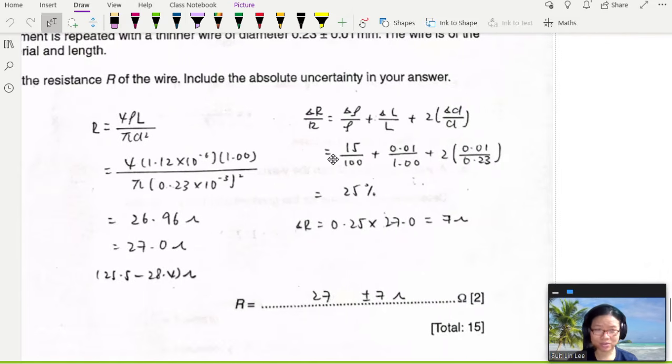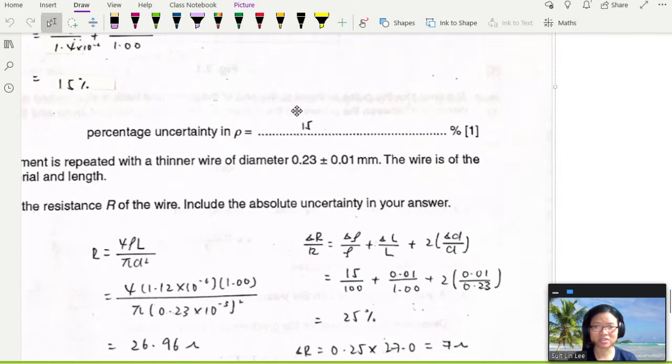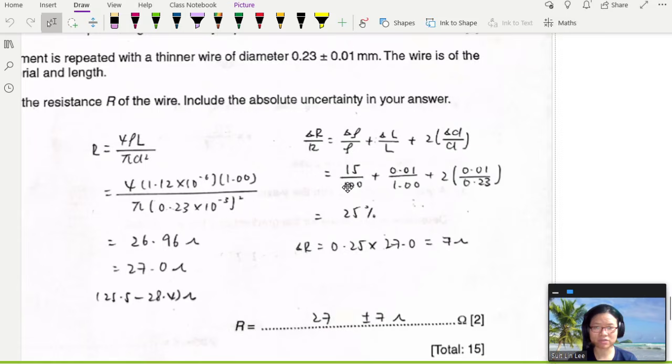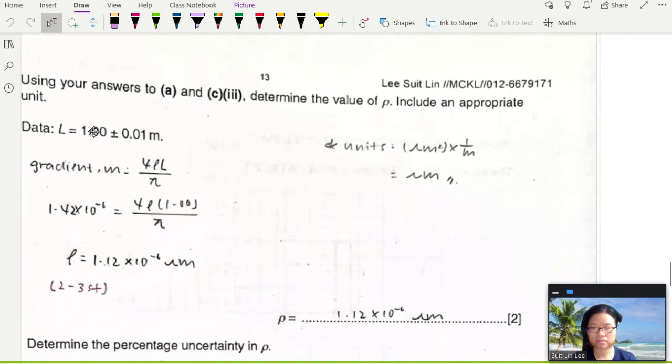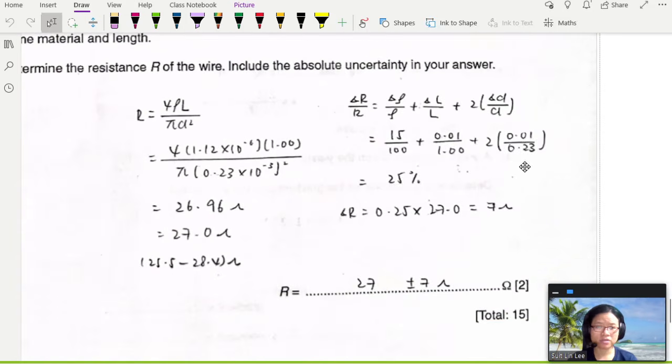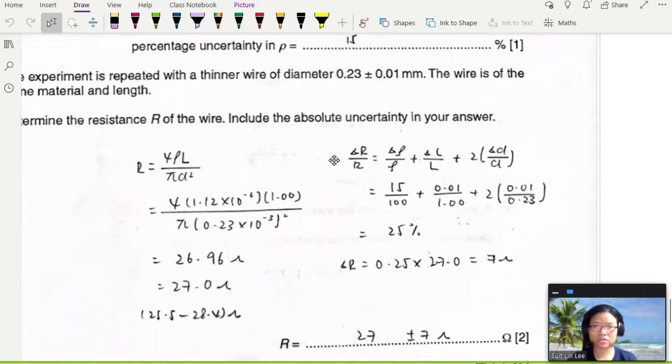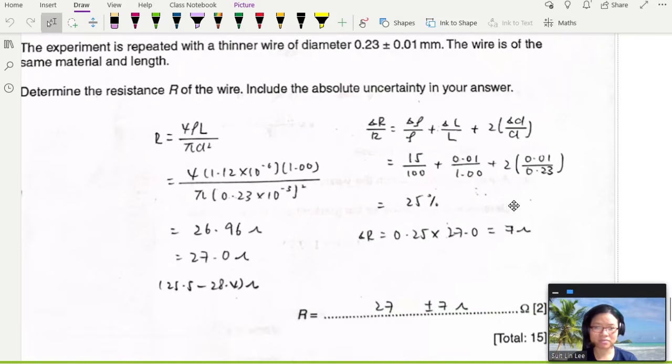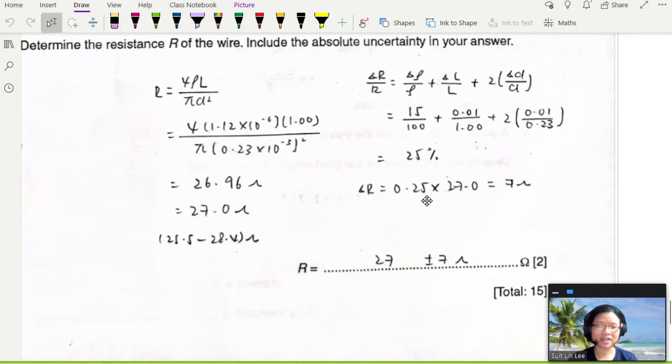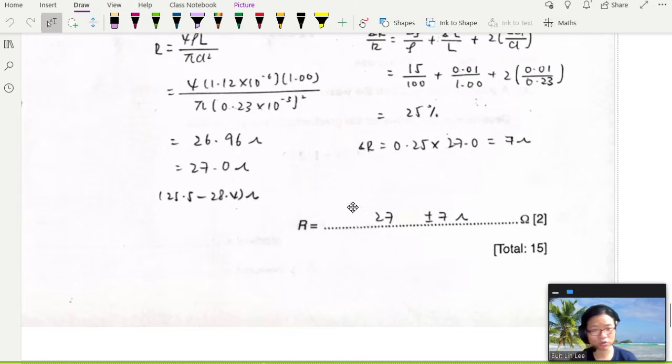You find resistance, what do you do? You use the value of resistivity, which has its own percentage uncertainty. Okay, percentage uncertainty for resistivity calculated already, 15%, there, 15 over 100. Uncertainty of length, because you use length here, you substitute the 1, so this is 0.01 over 1, given here. Okay, and then uncertainty in D over D. So, diameter here. So calculate everything, 25%, and then you take 25% times 27, which is your reading, and you get 7. So then you get 27 plus minus 7, following the general convention.